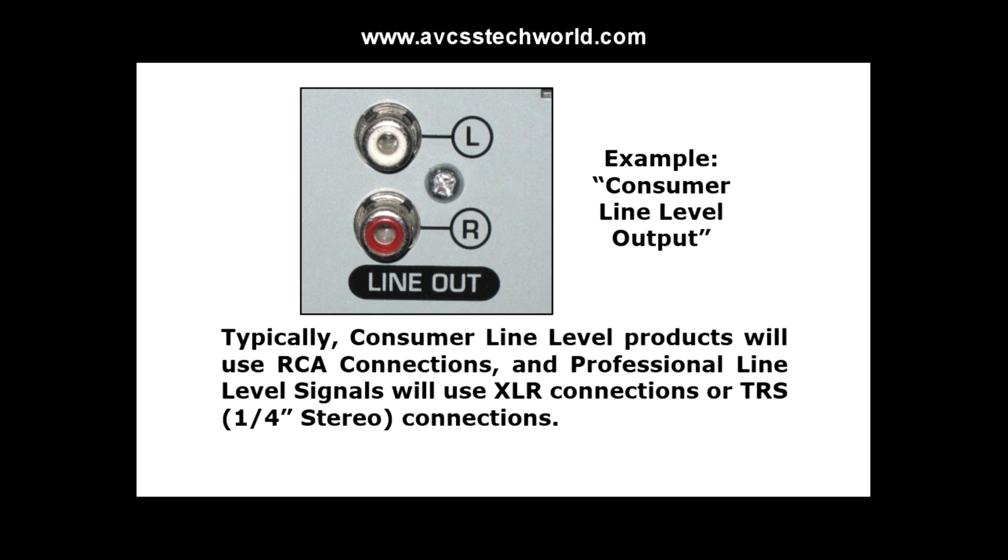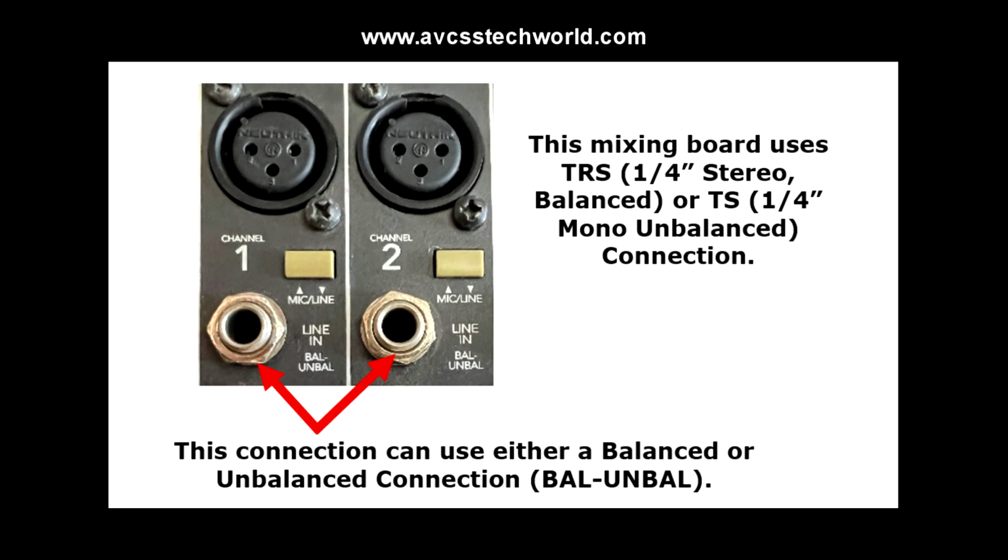Typically, consumer line level products will use RCA connections, as shown above, and professional line level signals will use XLR connections or TRS quarter-inch stereo connections. This mixing board uses TRS quarter-inch stereo balanced or TS quarter-inch mono unbalanced connections.